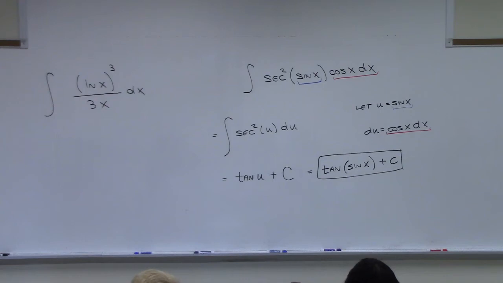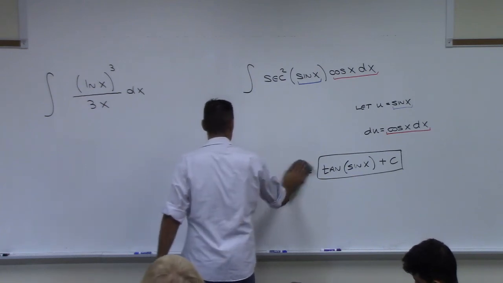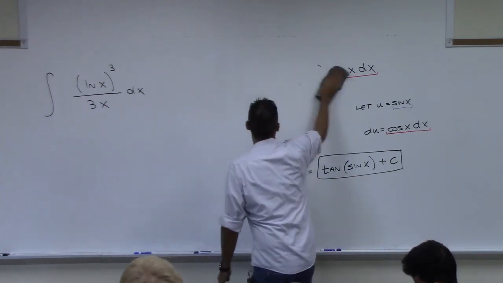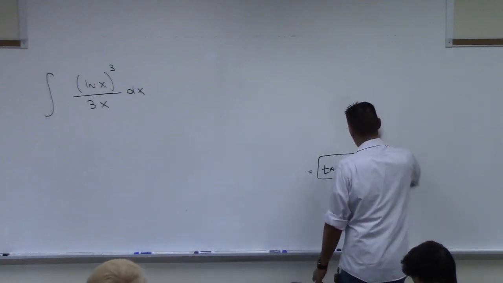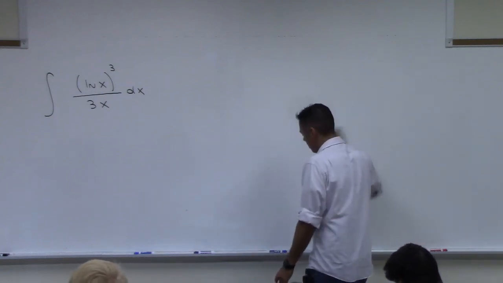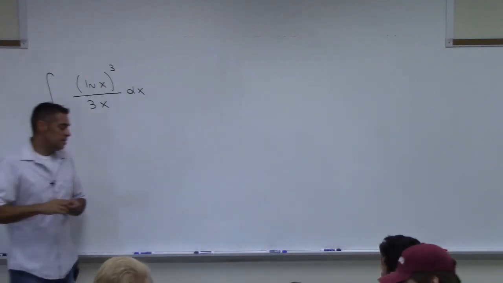That looks bad, doesn't it? So we definitely don't know something from Cal 1 that we can just say, oh yeah, that's that, right? So the only other thing we have is U substitution. So just a little side note here.